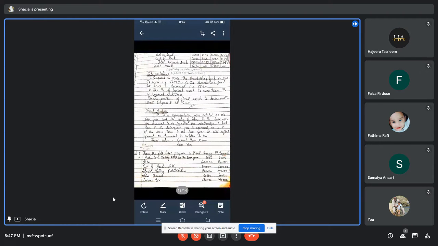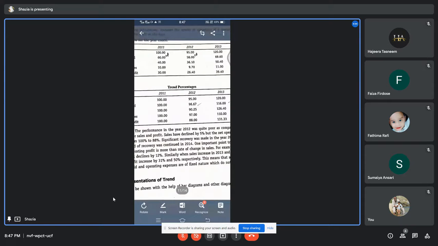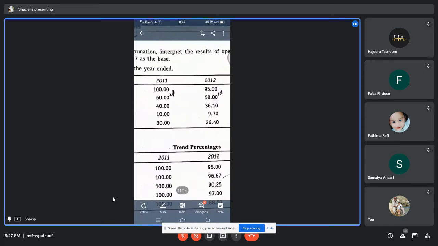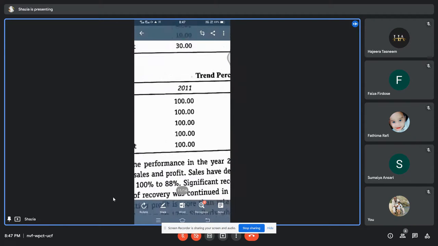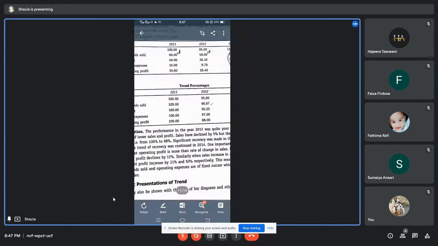The base year is 2011. Now, when you proceed to the next year, that next year becomes the current year. So what is the amount given to you in the next year? 95. So this 95 divided by 100. We have taken 100 as the common base year. So 95 divided by 100 into 100, you will get the percentage.